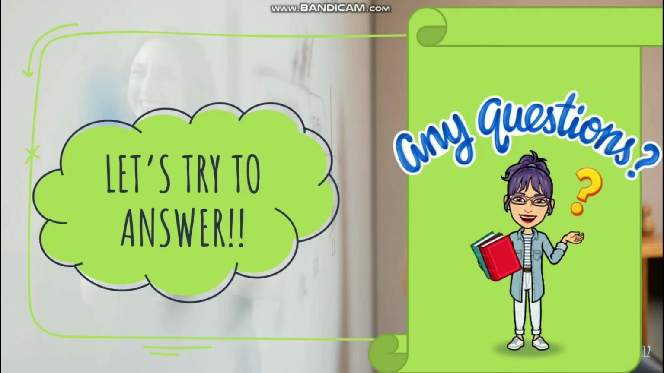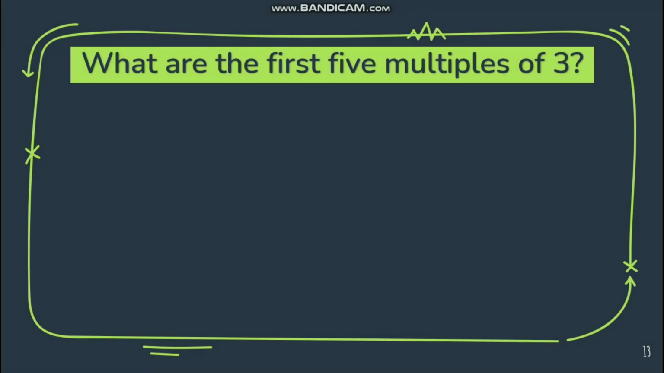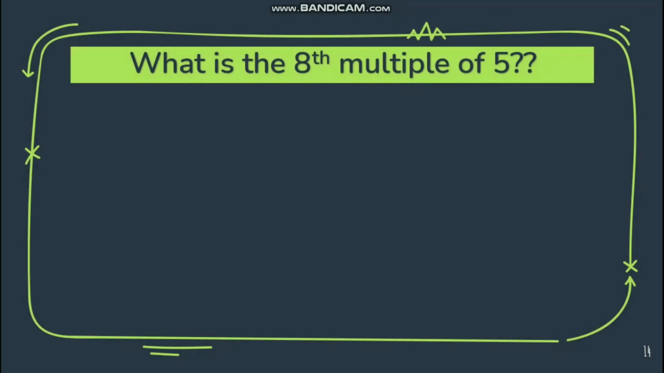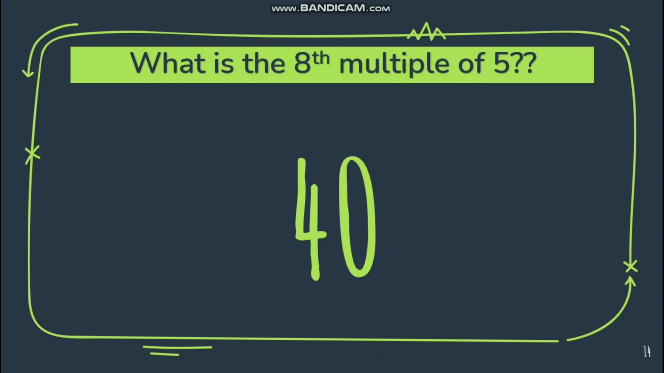Okay, so let's try to answer the following questions. What are the first 5 multiples of 3? Okay, you can do the skip counting or multiply 3 to the first 5 counting numbers. So the answer, the first 5 multiples of 3 are 3, 6, 9, 12, and 15. Let's have the next question. What is the 8th multiple of 5? To answer this question, just do skip counting by 5 or simply multiply 8 by 5. And that would have an answer of 40.